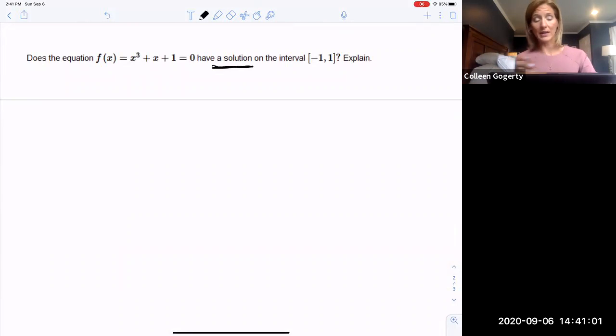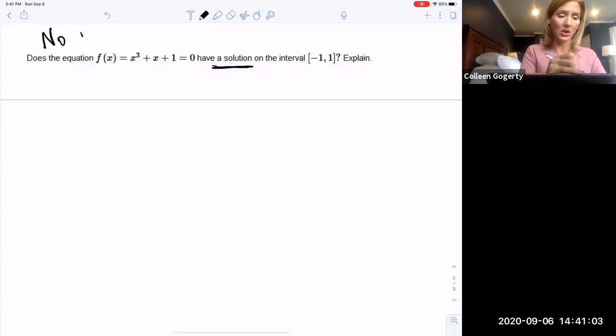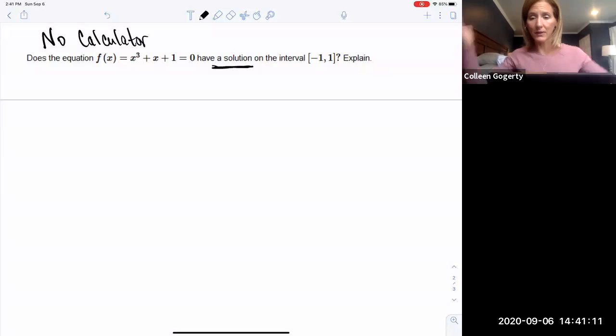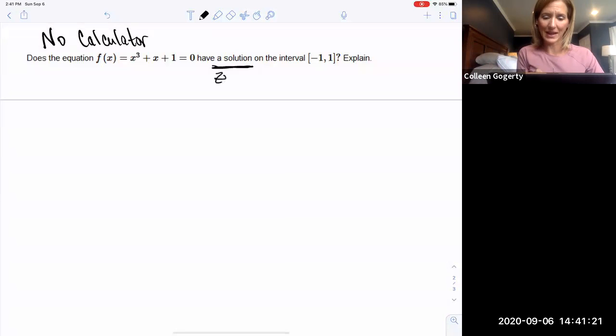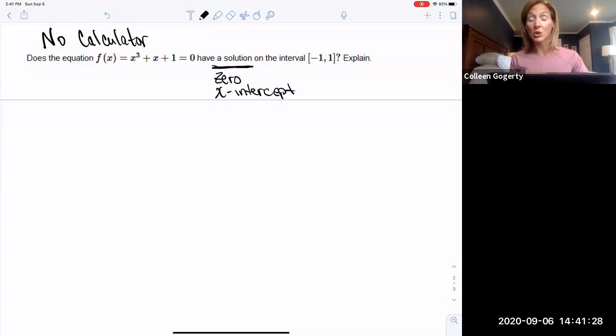And by the way, before I get going on this, it is a no calculator type of problem. Okay, if you graph this on a calculator, then what was the point? Okay, so stay with me, no calculator, no Desmos. So back to has a solution. Well, this is the same thing as saying a 0 or an x-intercept. So we want to make sure that we understand the definitions, the terminology, the words that we're using, right? Okay, so we're saying that somewhere between -1 and 1.